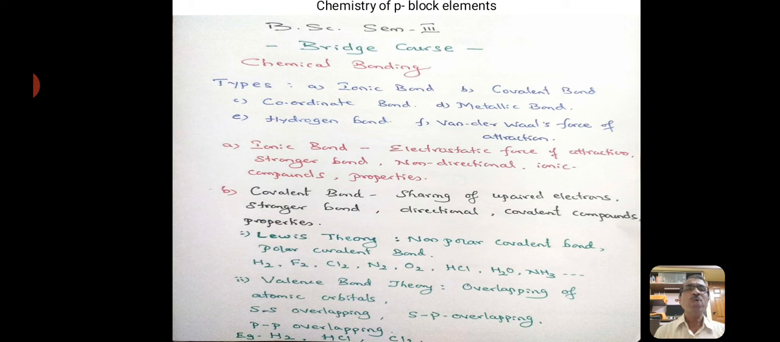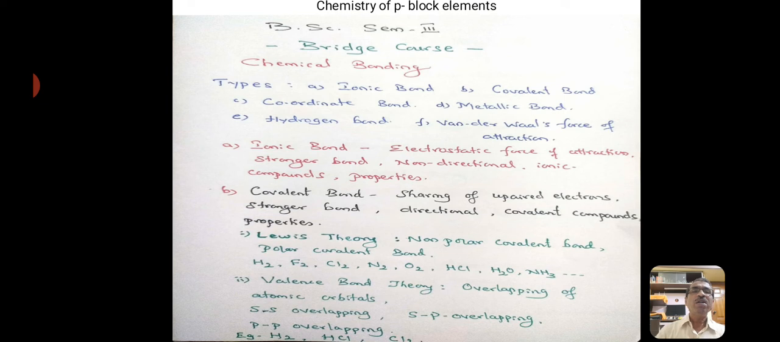To explain this covalent bond, many theories have been proposed from time to time. Among them, the first is the Lewis theory. The second is the valence bond theory. This valence bond theory is further extended, called hybridization. Next we have the valence shell electron pair repulsion theory, and finally we have the molecular orbital theory.